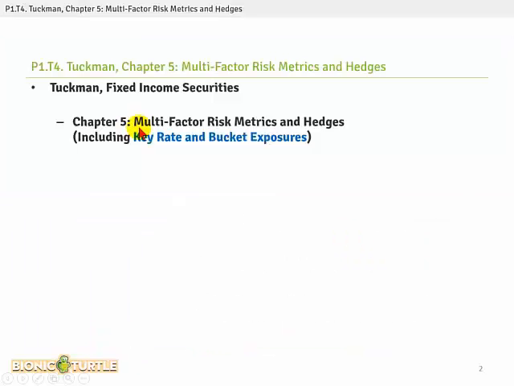This chapter is called Multi-Factor Risk Metrics and Hedges. And just as a point of reference, in the previously assigned Bruce Tuckman, which was the second edition, and that book really survived for 10 years before Bruce Tuckman updated it, this chapter was previously called Key Rate and Bucket Exposure. And I bring that up because the essence of the chapter is really about the key rate or key rate shift technique, if you will, and we'll see that coming up.